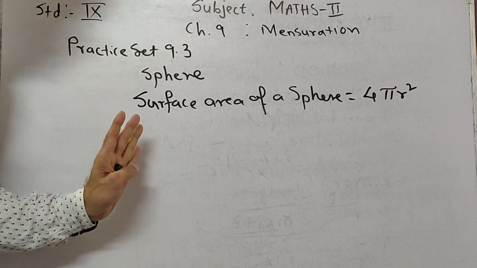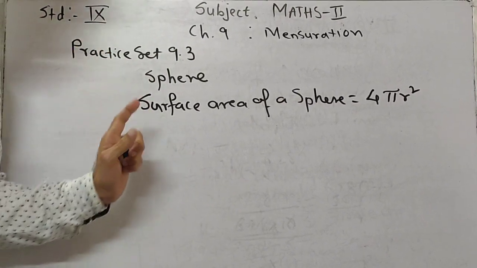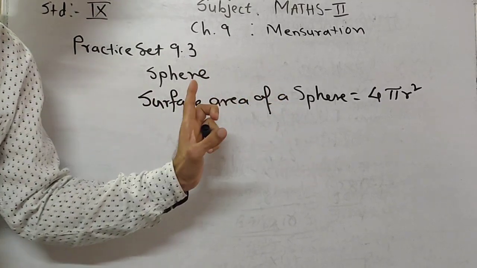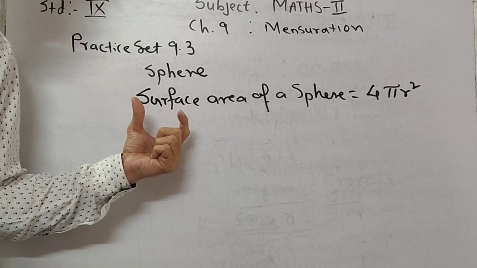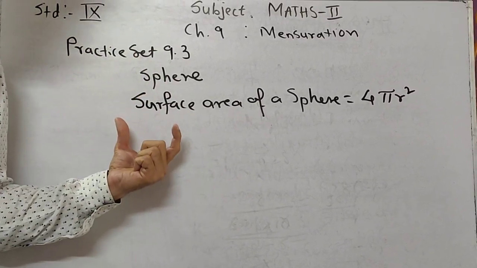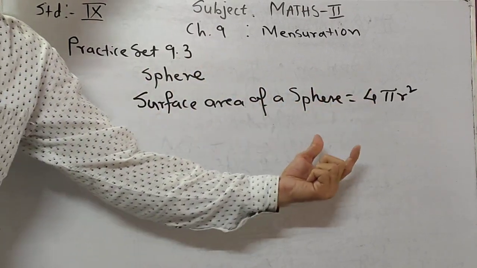So total surface area and curved surface area are the same. That is why we say only surface area of a sphere. We call it only surface area because there is no total and no curved surface in this. Only surface area is told. Okay, 4 pi r square.